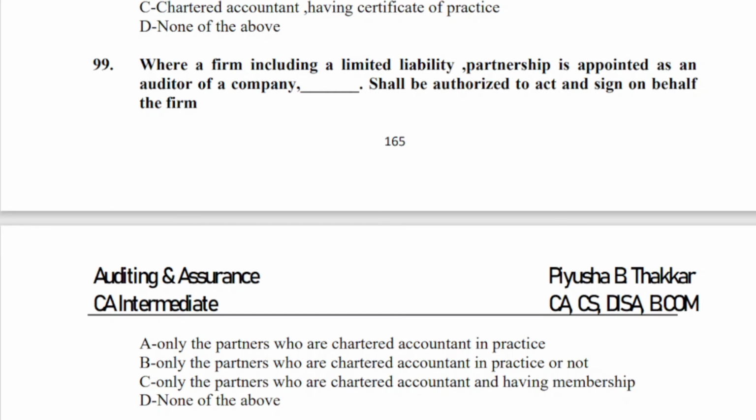Here, when we speak of an LLP, that means in this particular firm we are having different kinds of professionals. So when we speak of signing of the audit report, it needs to be signed only and only by partners who are chartered accountants in practice. CA plus COP should be there in order to be eligible and qualified to sign an audit report. So here in case of question 99, A should be the correct answer.